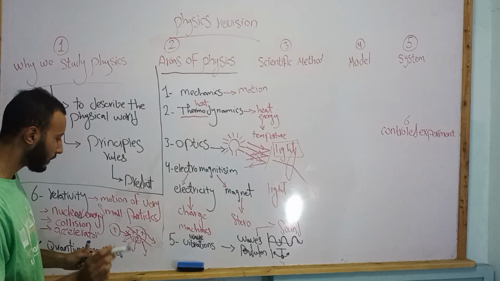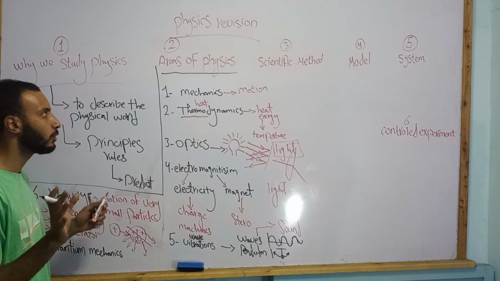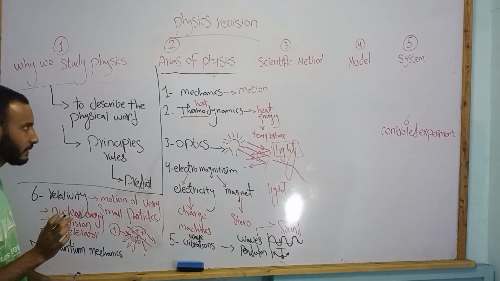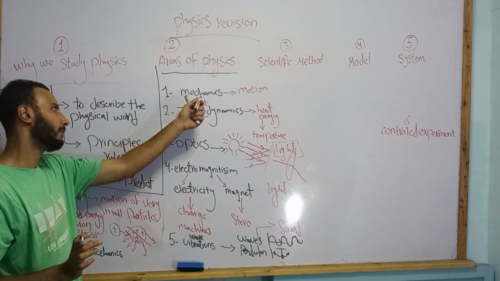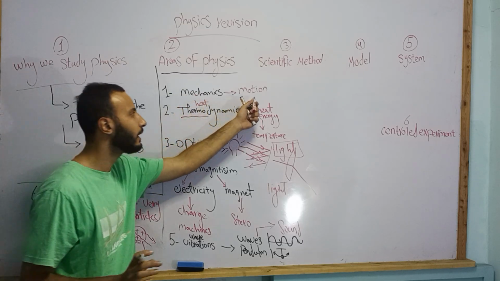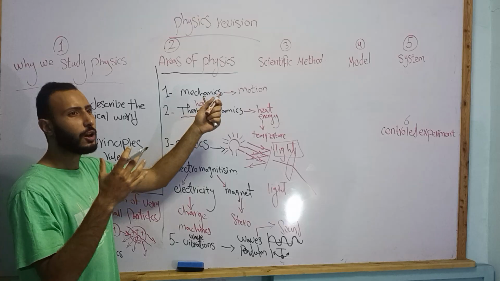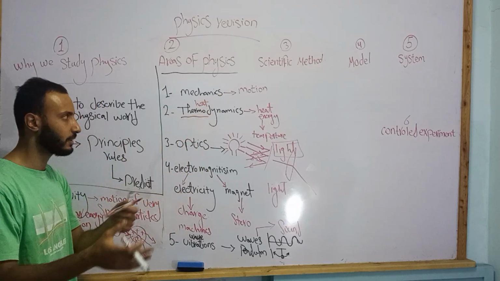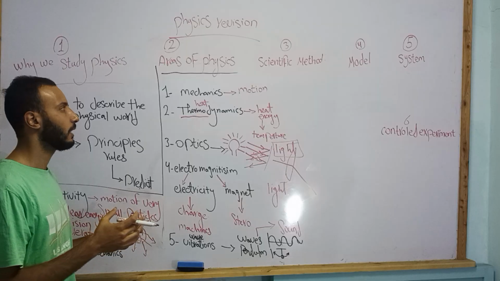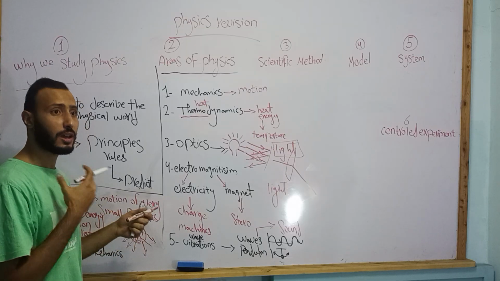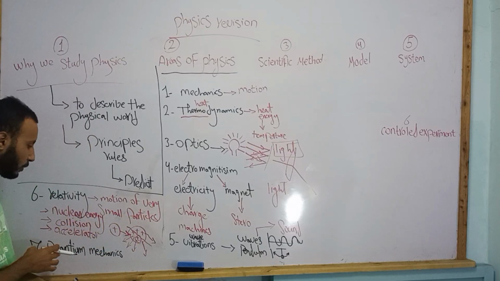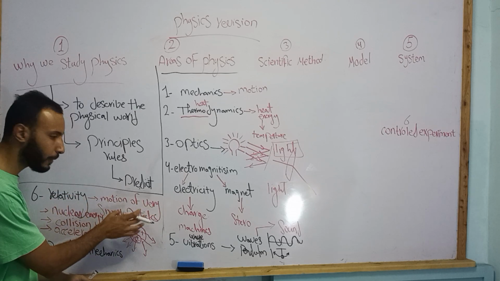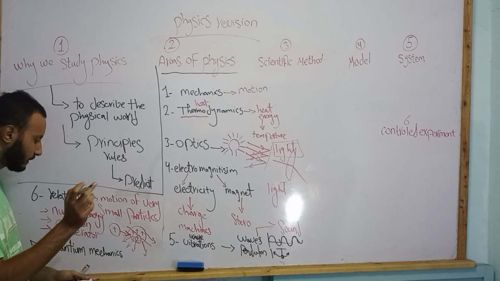Okay? And you have to make sure that you know the difference between mechanics, relativity, and quantum mechanics. Mechanics is the motion of large objects like cars, like airplanes, like us as a person. Relativity, we said, is the motion of very small particles like protons and electrons.